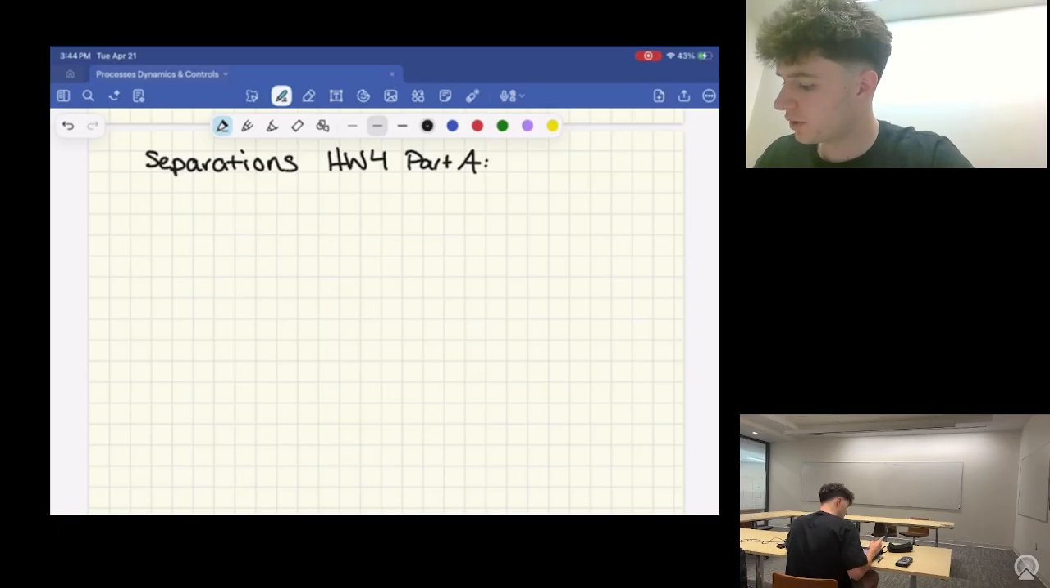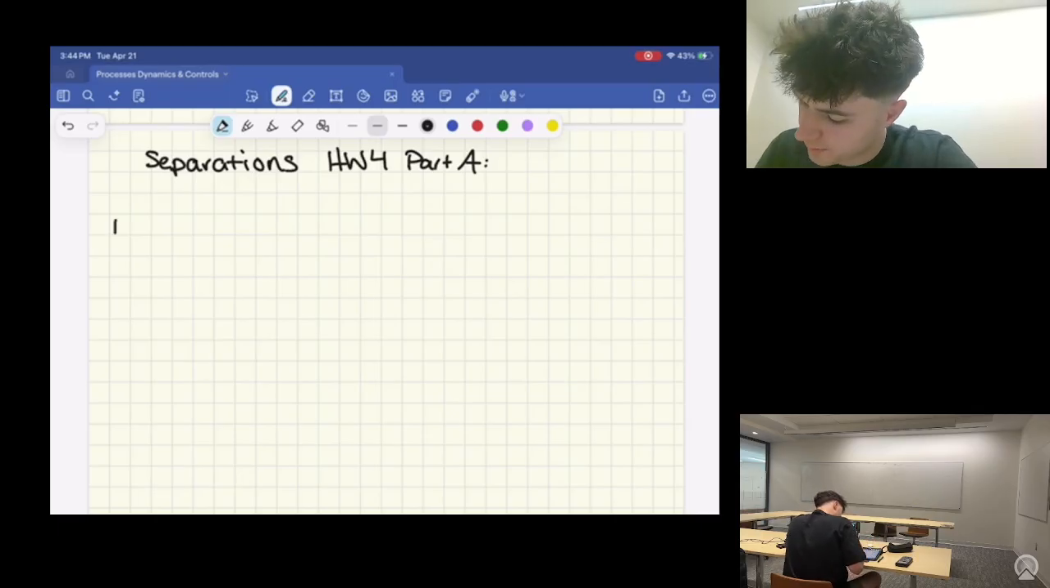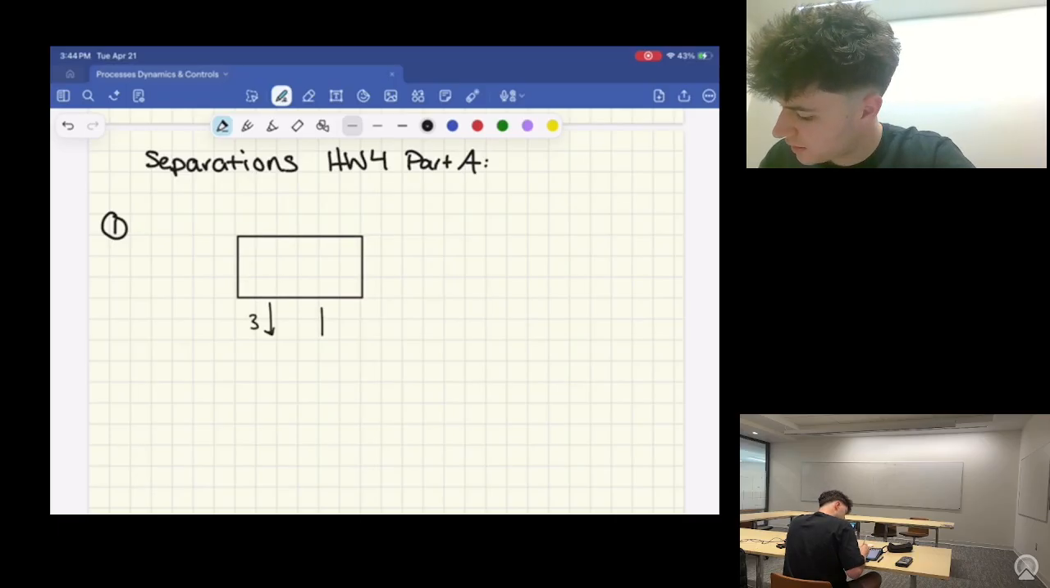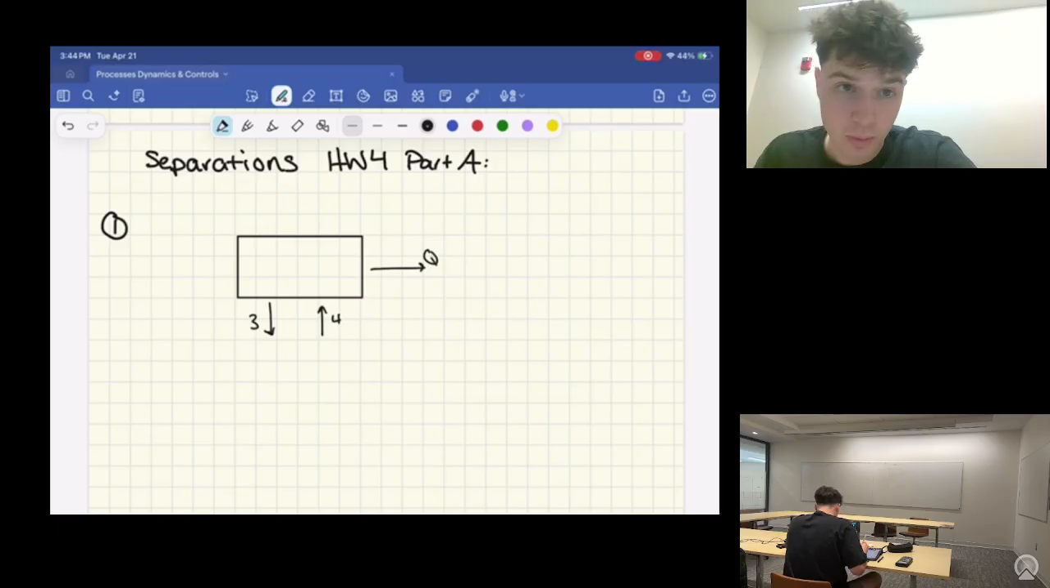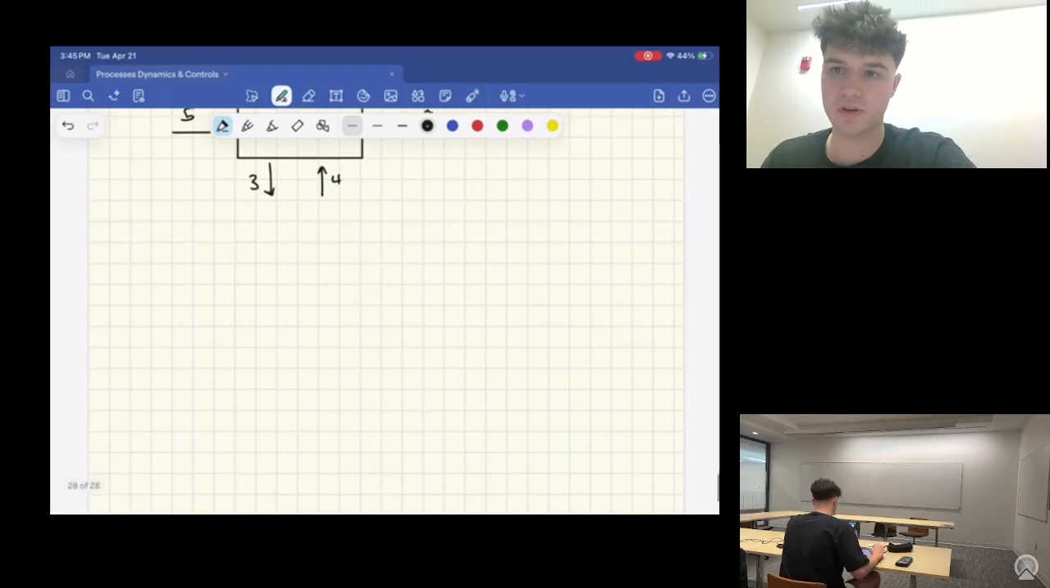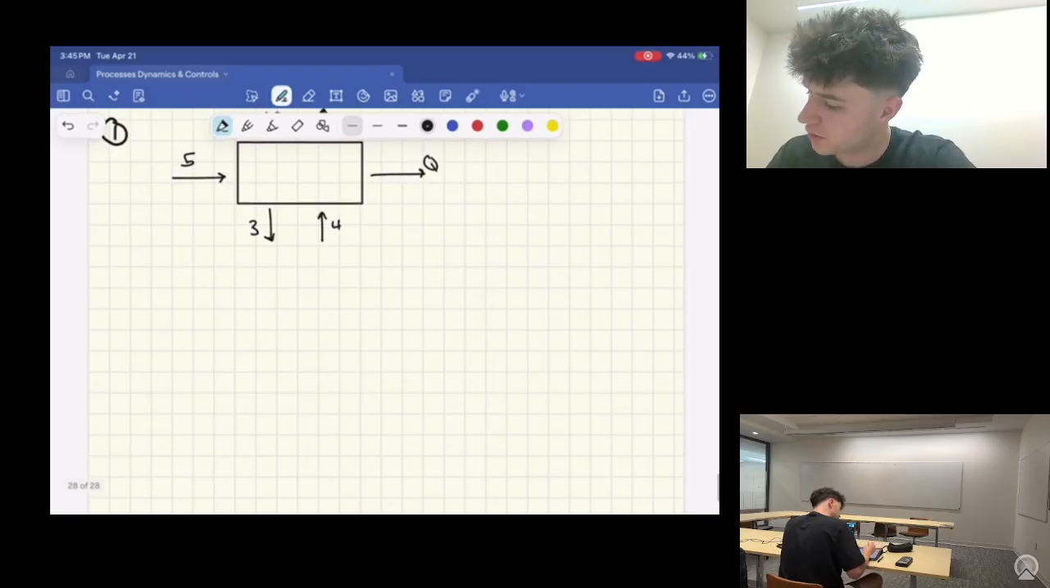Okay, so the first thing that we're going to do is draw our system. And in this system, we're going to have a box. We're going to have this going out, we'll label as 3. This going in, we'll label as 4. We have our Q leaving. We also have 2 going in, 1 going out, and then we also have 5 going in. So to define the degrees of freedom for this, we're going to need to know our unknowns and our knowns.